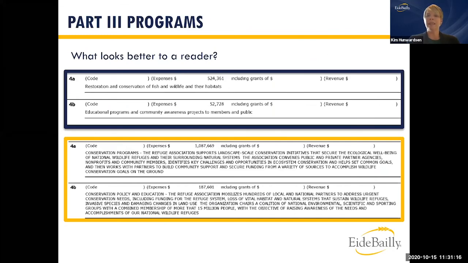So here's a couple of examples. Again, the first one, a couple of words, very concise. Or the second one that is actually talking about very similar programs, but gives a little bit more information, helps the reader to truly understand what the organization's doing. One of the things that will raise a red flag in my mind is if I read the Part 3 statement and I still can't understand what this organization is all about and what they're doing.